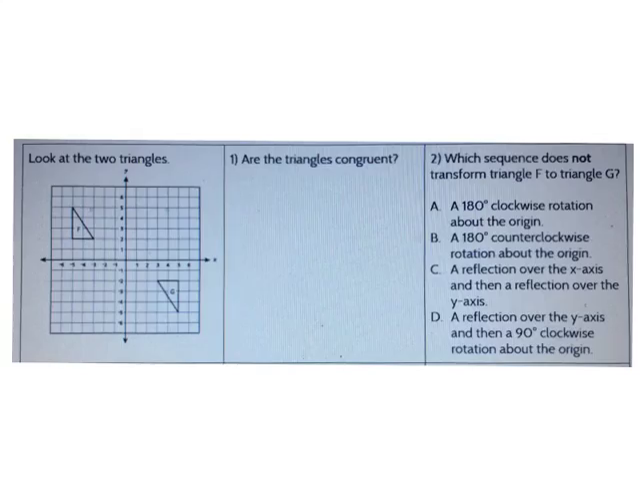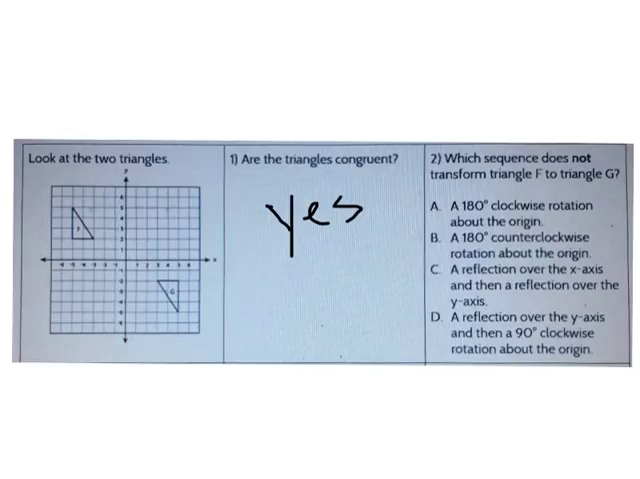Let's dive right in. Look at the two triangles. Are these two triangles congruent? Yes, these triangles are congruent. They're the same size and shape, which means they can be mapped through a transformation or series of transformations. Let's answer number 2. Which sequence does not transform triangle F to triangle G?